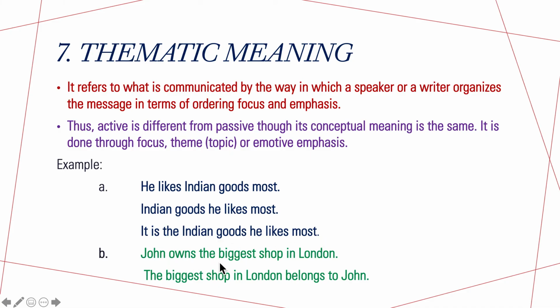Another example: John owns the biggest shop in London. The biggest shop in London belongs to John. Look here, thematic meaning is the way in which you, as a speaker or writer, organize your thoughts. Sometimes, in terms of ordering your focus and emphasis, the idea is the same, but the order of focus changes. Sometimes we express this idea through the active form of the sentence, through the passive form, or through a different way of rearranging the words in a sentence.